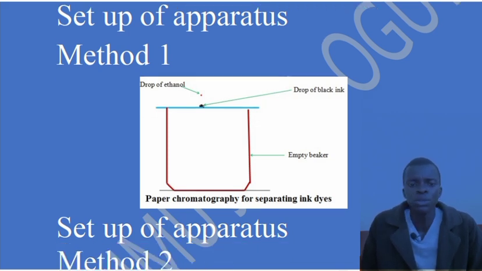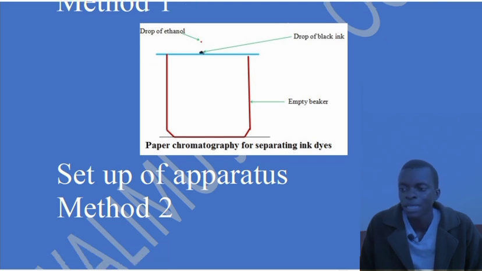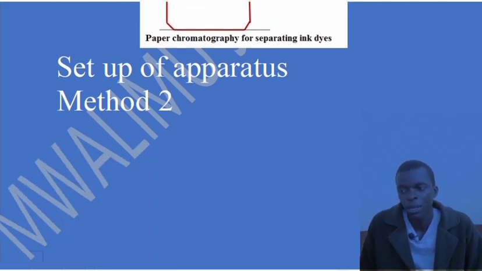Then the method two that we can also use: we cut an 8 centimeter thin strip of filter paper. Just a thin strip of filter paper, 8 centimeters. Then at about 3 centimeters on the strip, we place a drop of ink.